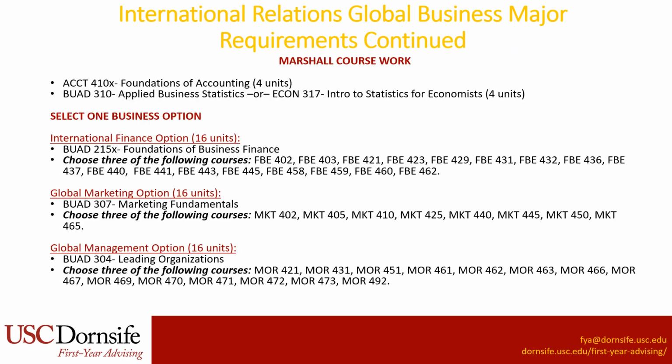And then you also have your Marshall component to your major as well. So you'll take Accounting 410 and a statistics class either in business or economics. And then this major requires you to choose a business track as well. So you can pick from international finance, global marketing, or global management. And whichever track you choose, you will be completing 4 classes.